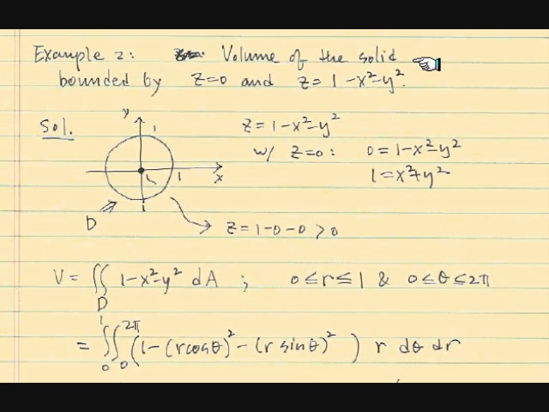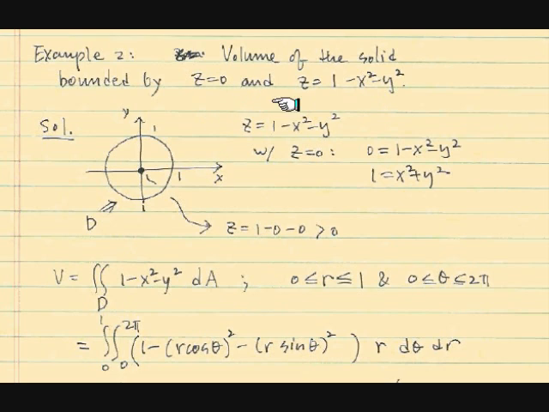First I chose the xy plane, by looking at z equals 0 and z equals 1 minus x squared minus y squared. I didn't have much choice. It seems like z equals 0 is suggesting that we should look at the xy plane. So here's the xy plane.